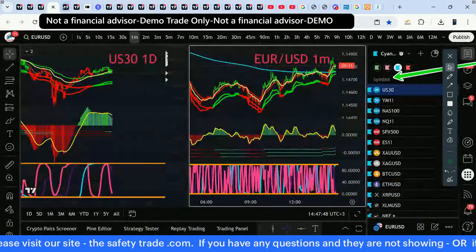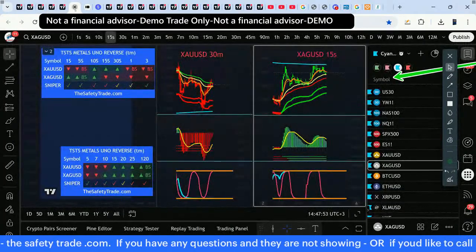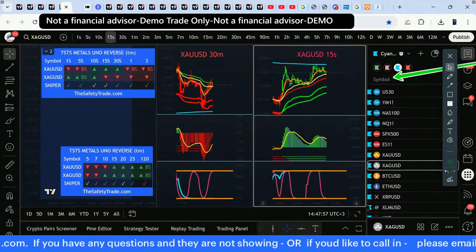I saw gold still moving. Bands will make her dance. Bands will make her dance. Uh, uh, uh, bands will make her dance.